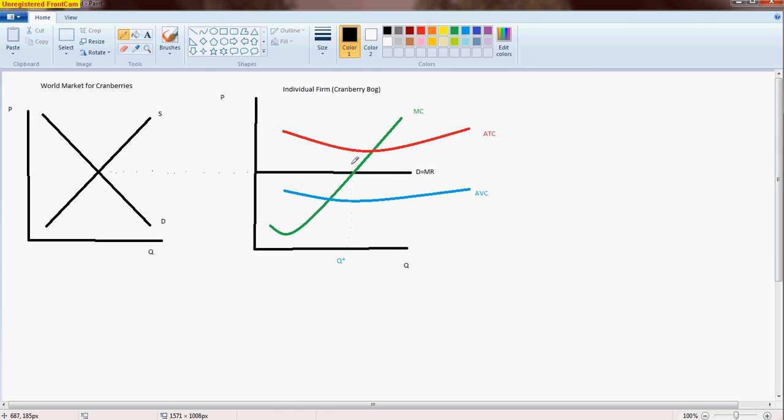So we went all the way up here, and once you hit the ATC curve, you have to go over to the left to the price axis, and this will give you your per unit cost for producing the product. So we're going to label that C. And what this graph is showing is that you're making losses for this firm because this whole area is a loss. So you're making negative profits. So we'll go ahead and shade that in, and we'll use red for loss.